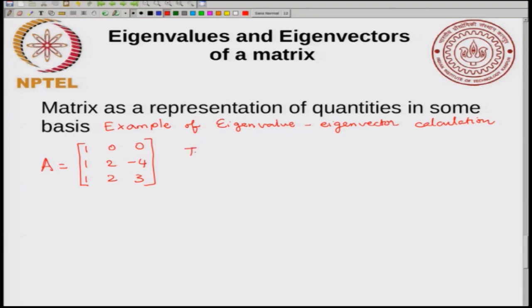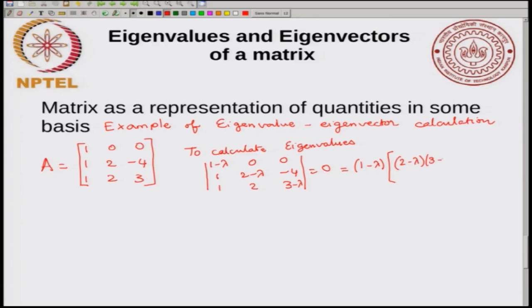To calculate eigenvalues, we use the secular equation, which says that this determinant, 1 minus lambda, 0, 0; 1, 2 minus lambda, minus 4; 1, 2, 3 minus lambda, has to be equal to 0. Now you can multiply this out. In this case the first row has just one non-zero element. So when I multiply this out, I'll get 1 minus lambda times two terms: 2 minus lambda into 3 minus lambda, plus 2 into 4, which is 8.